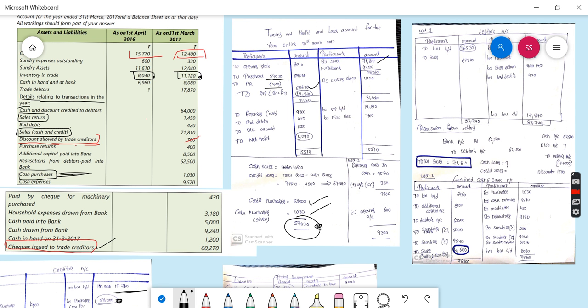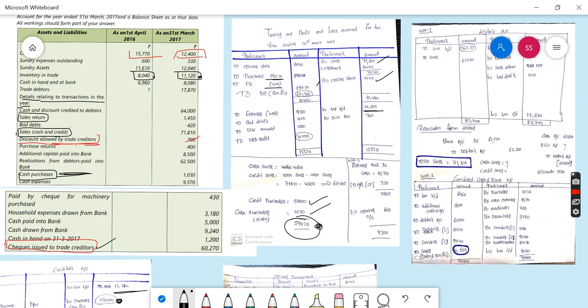So by closing stock, which we already know and filled here, 11,120, and if you balance it you will get the gross profit, right? We got sales, purchases, opening stock and closing stock, everything, so we got the gross profit too. Gross profit is 14,180, and the same gross profit you can bring down here, 14,180.